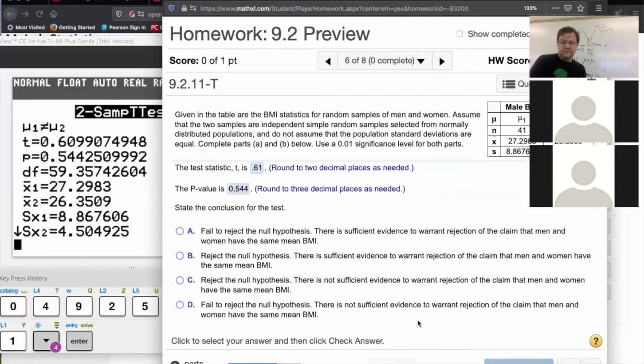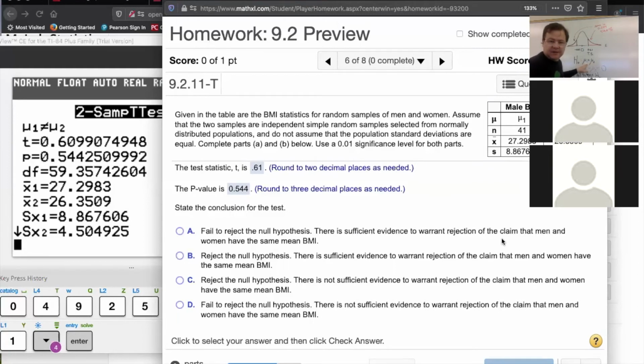I would say A. There is sufficient evidence to warrant rejection of the claim that men and women have the same mean BMI. So rejection of the claim, remember mu1 is men, mu2 is women. mu1 equaling mu2? Are we rejecting that, or are we failing to reject that? Failing to reject? Right. You're right. We do not want to reject that.